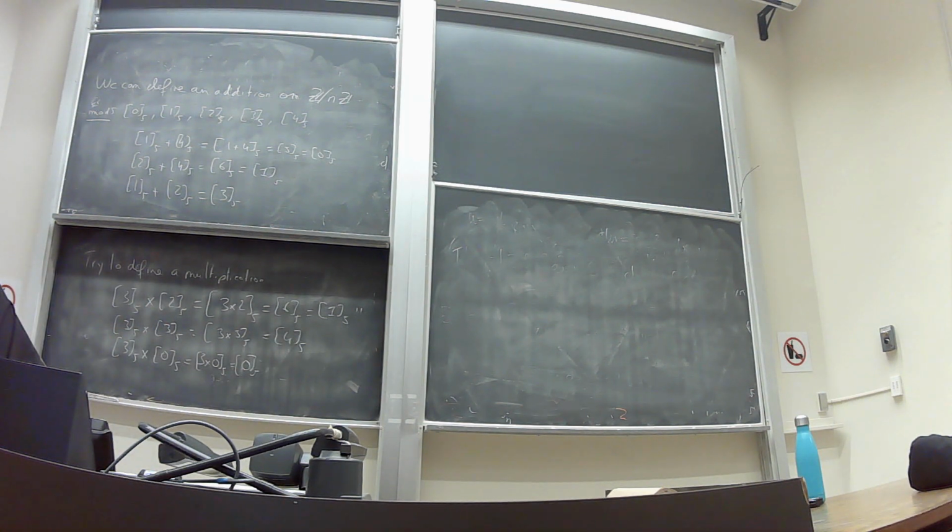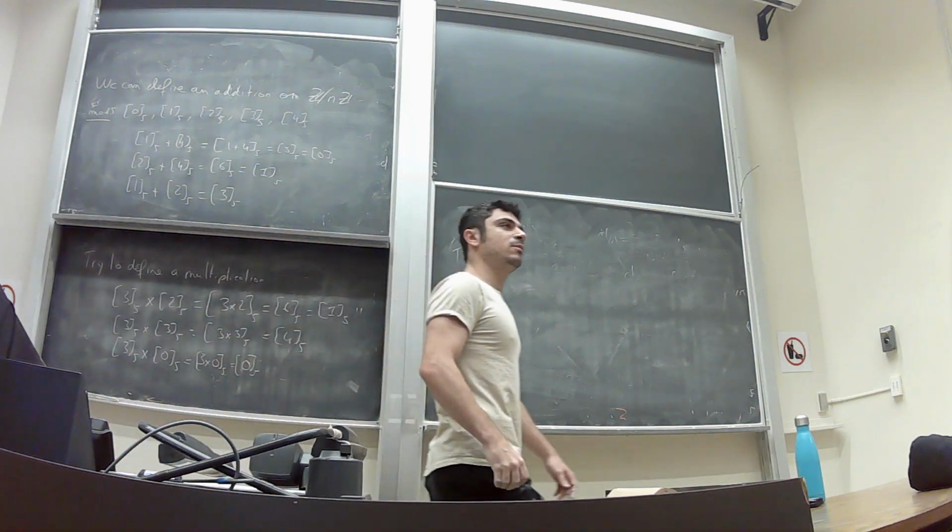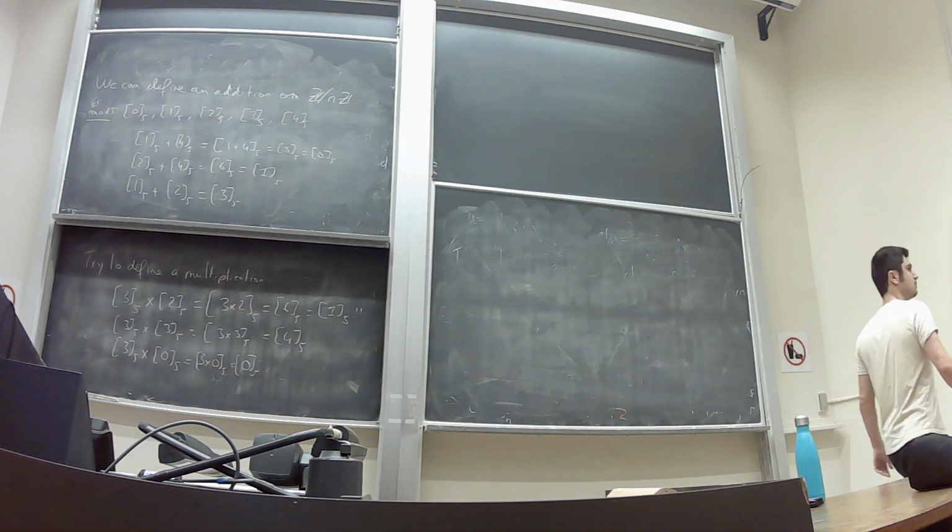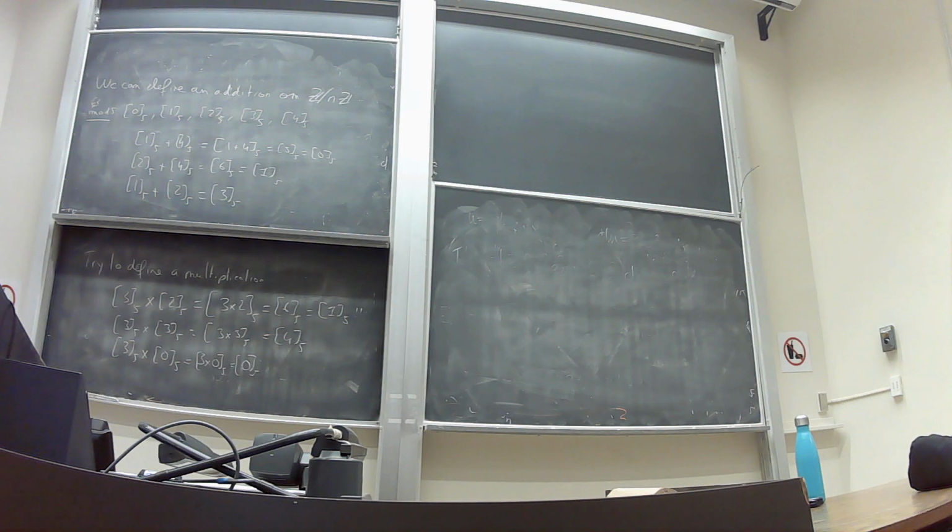I'm not saying it's a group. I'm saying that you can define multiplication. Now there is immediately a problem that you should spot here. Yes? Two numbers are not like an infinite number of numbers. That's a very good point.